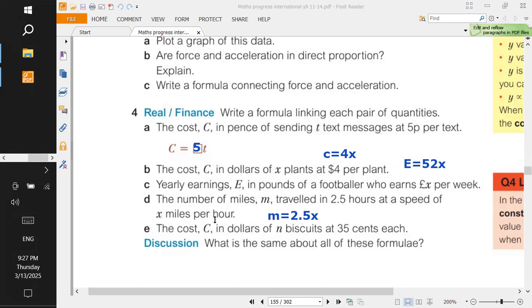And then here the cost, C, in dollars of N biscuits at 35 cents each. So each biscuit is 35 cents. This means we write it like this, 35 multiplied by N. And that's the idea of writing a formula connecting two proportions or two values in direct proportion. Now let's move on to the next question.